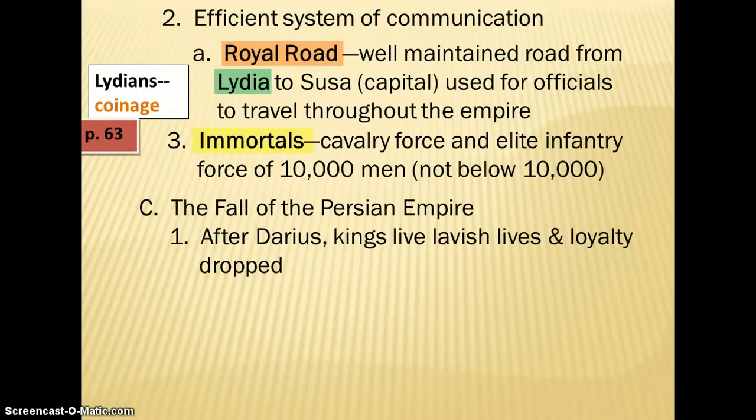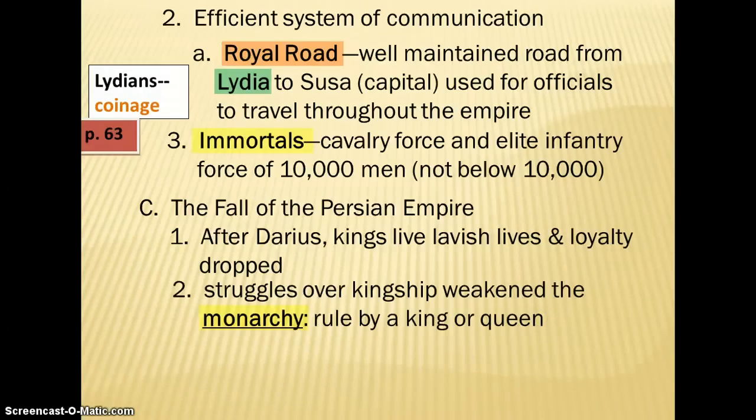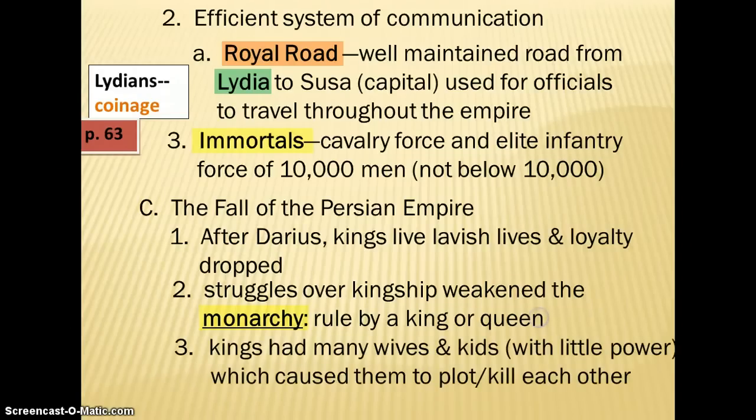Now, a large empire is very difficult to protect, and after Darius, most of the kings of the Persian Empire really weren't concerned about protecting it or making it larger. They were just soaking up all of the luxuries that they had, and a lot of loyalty seemed to dip at this point towards the king, so the soldiers weren't really loyal either. There were a lot of struggles over who was going to rule next, a lot within families, and so it weakened the monarchy that the Persian Empire had, and really a lot of chaos within.